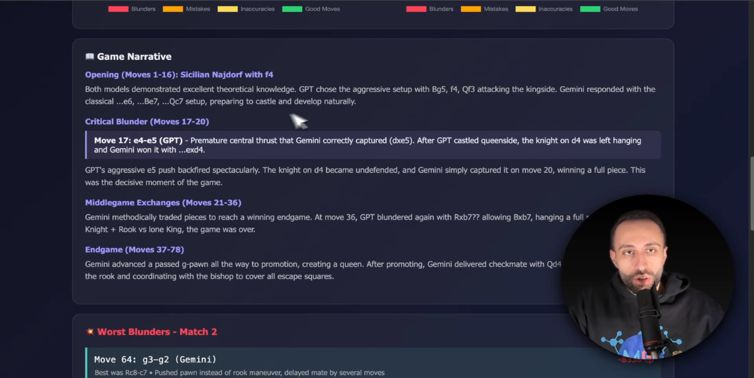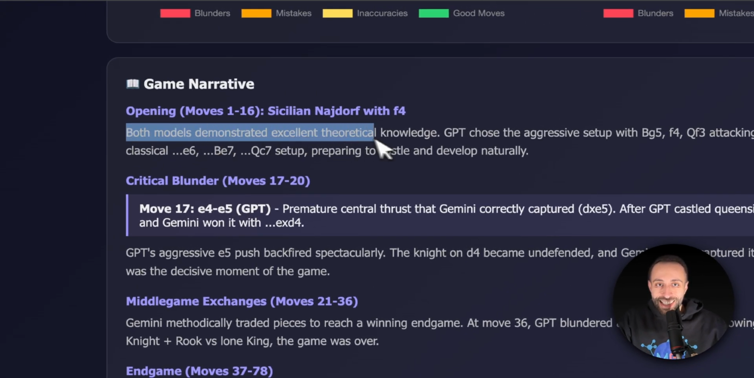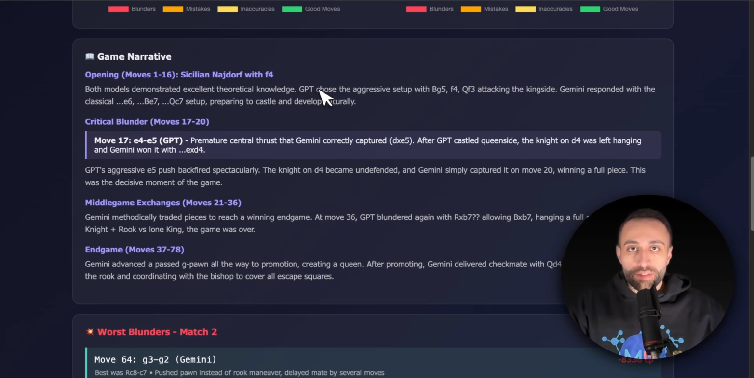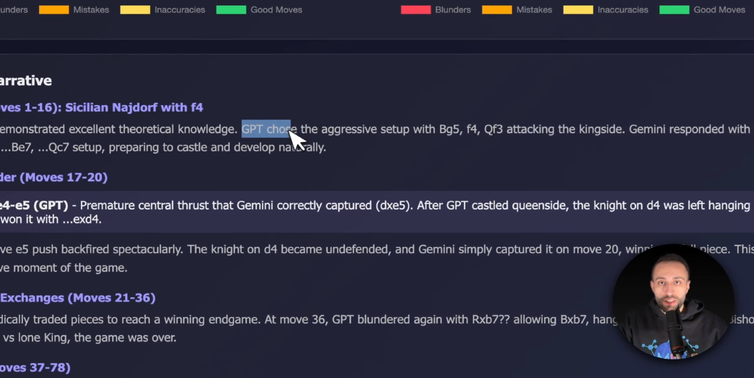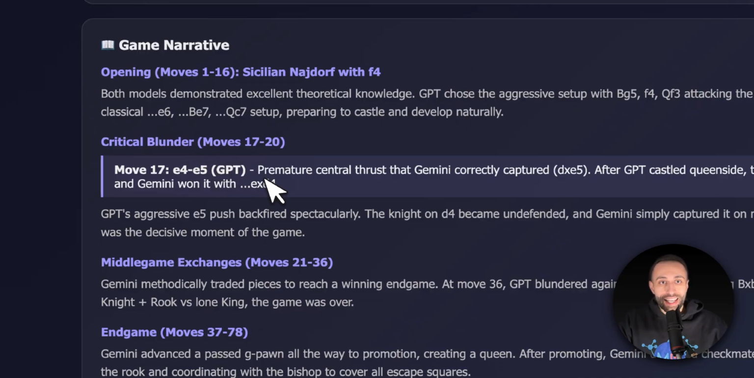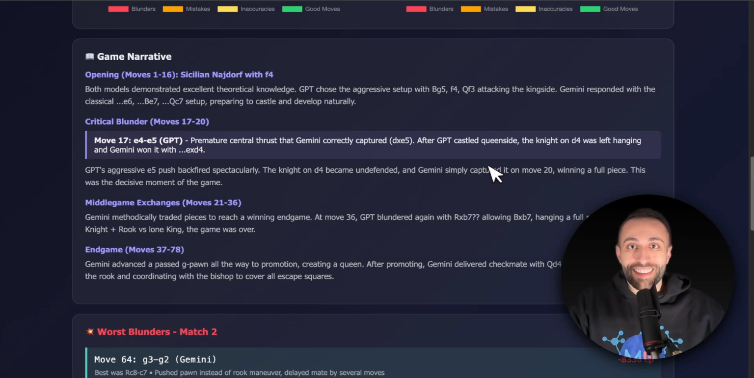So scrolling down, I want to go to the main game narrative part. Both models here demonstrated excellent theoretical knowledge, which we didn't capture in Claude. GPT chose to be aggressive in the attacking scenarios defined at the beginning of the game. But in the middle of the game, there was a critical blunder from GPT, a premature central thrust that Gemini correctly captured. So Gemini was the one turning the strategy into a winning point for itself.